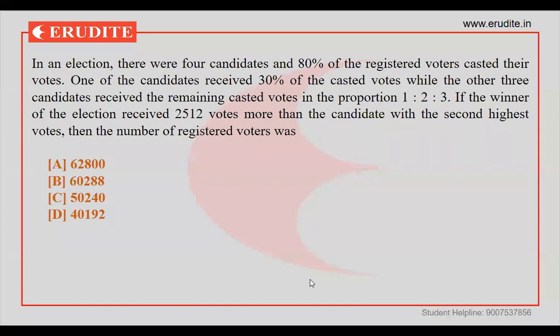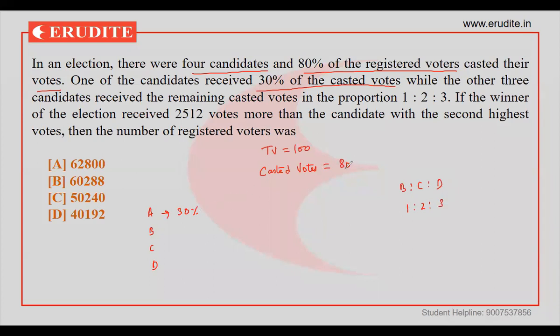Hello everyone. So we are going to discuss this question. In an election, there are 4 candidates and 80% of the registered voters casted their votes. So if I assume that the total voters are 100, the population who have casted votes will be 80, right? One of the candidates received 30% of the casted votes. So let's say there are 4 candidates A, B, C, and D. First one got 30%, of 80 votes, right? And for the rest 3, the ratio of the votes received is 1:2:3.